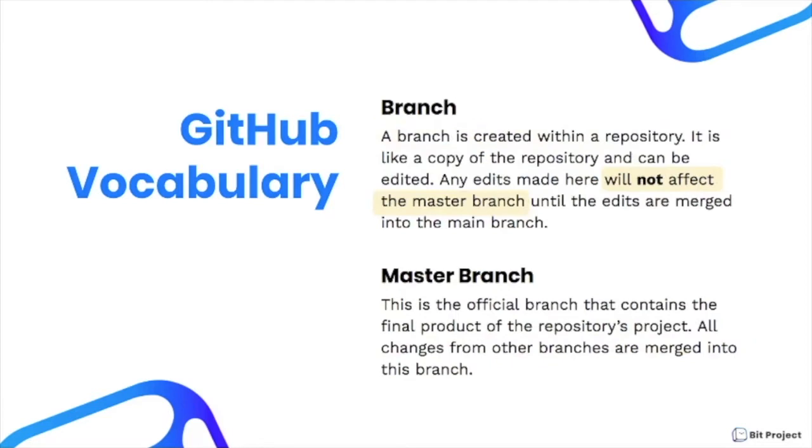A branch has a similar concept to cloning, but this happens within the repository itself. A branch allows you to make edits and it will not affect the master branch. It will only affect the master branch after it is merged. Merge, in quick terms, is basically applying the changes. The master branch is the official branch that contains all the final products of the repository's projects.